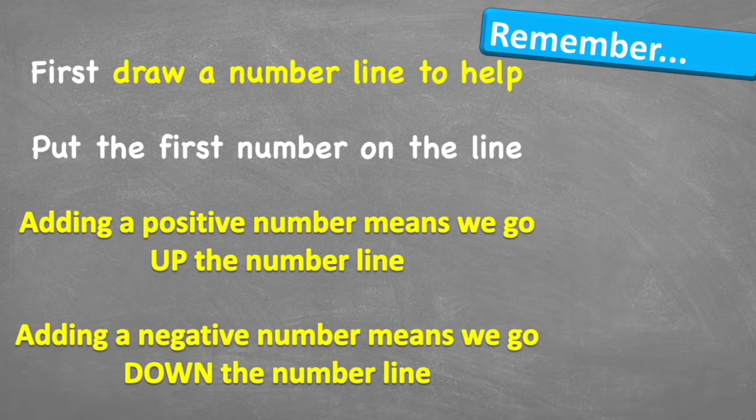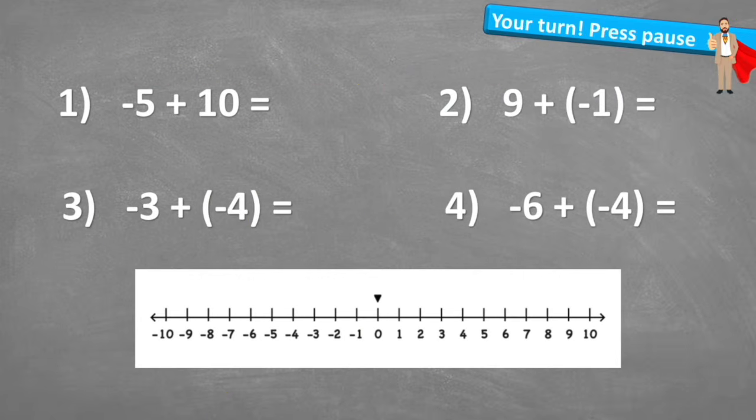Let's think about what to remember. First, we need to draw a number line to help us. Then we're going to put the first number on the line, and then we're going to remember our 2 rules. Adding a positive number means we go up the number line. Adding a negative number means we will come down the number line. Okay, here are 4 questions for you to have a go at. Try and work out the answers to these 4 questions and put your answers into the comment section.